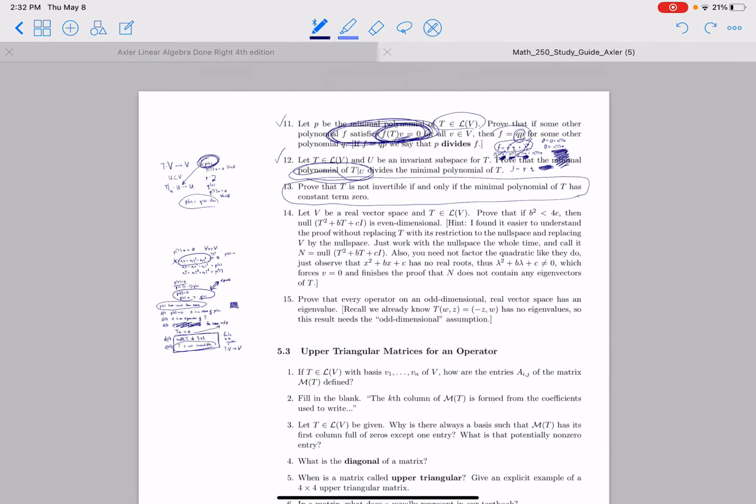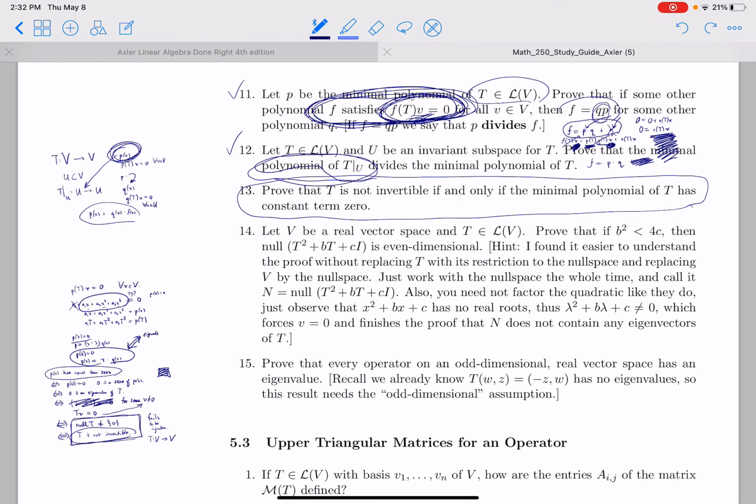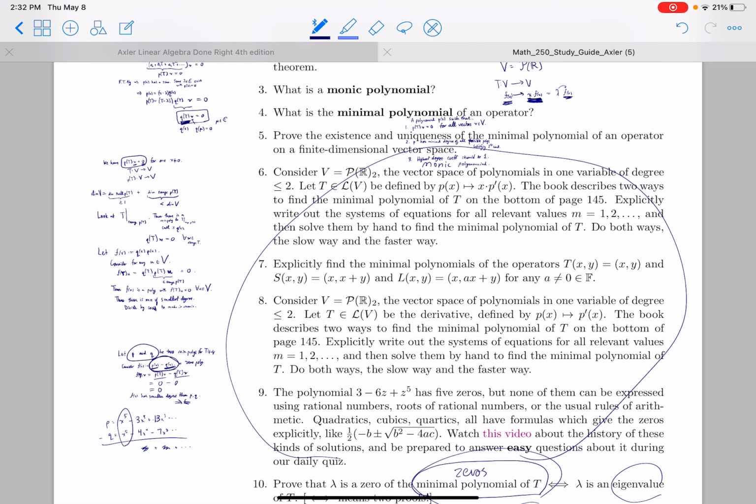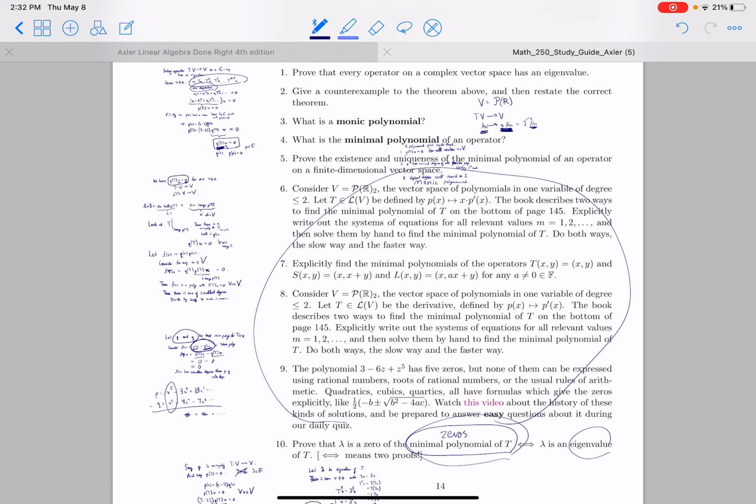All right, I'll stop for now, and then I'll do some other videos on this last part about real vector spaces, which is tricky, and then also some computations on how to actually find the minimal polynomial now that we know all the proofs about it.